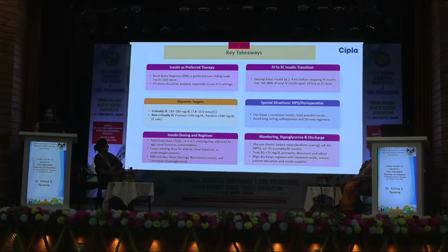Coming to monitoring, glucose checks before meals, bedtime, 4 to 6 hourly. If the blood glucose is less than 70 mg per dl, then we need to immediately administer 25% dextrose. And the discharge regimen as well as the inpatient needs need to be aligned.